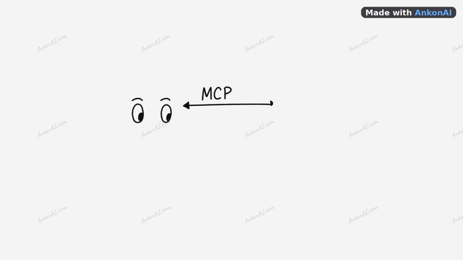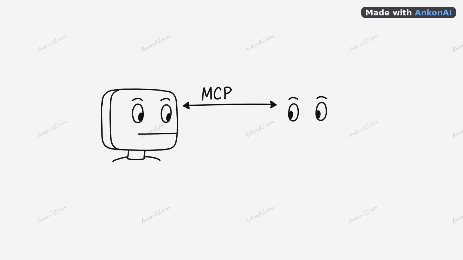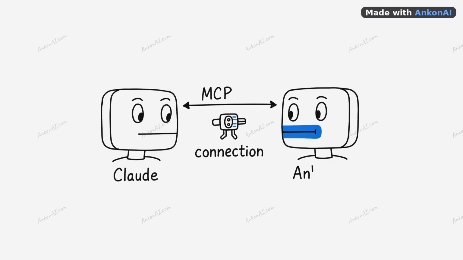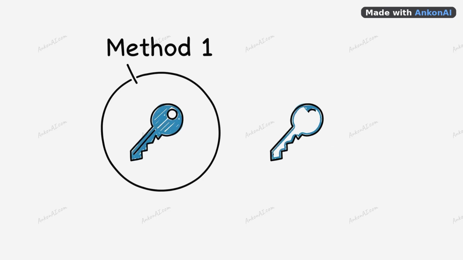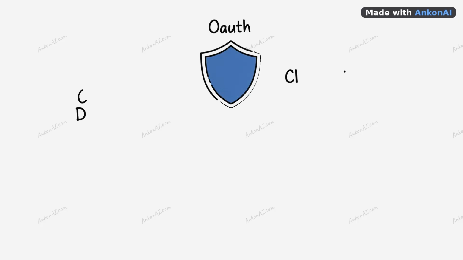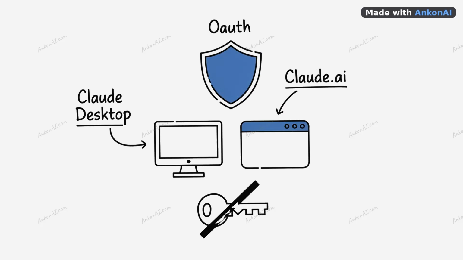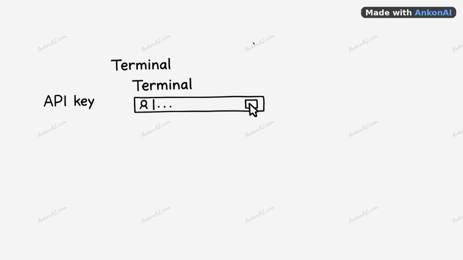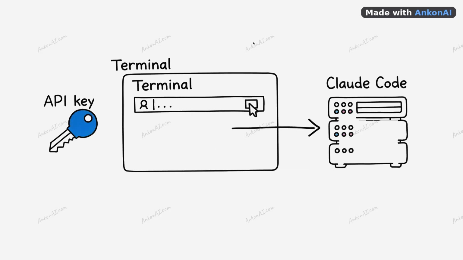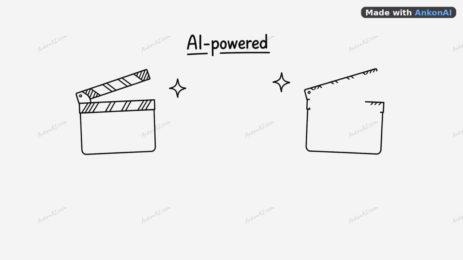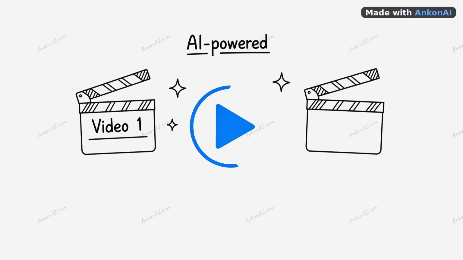Hi everyone. In this video, I'll show you how to connect Claude with Ankon AI using the Model Context Protocol, also known as MCP. We'll explore two authentication methods. First, we'll connect using OAuth with Claude Desktop or Claude.ai without creating an API key. Then, we'll connect using Claude Code from the terminal using an API key. Finally, we'll generate two complete AI-powered whiteboard videos so you can see both workflows in action.